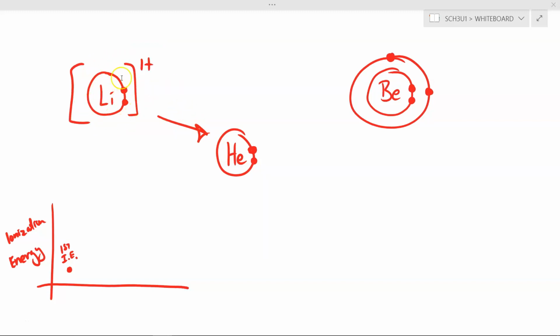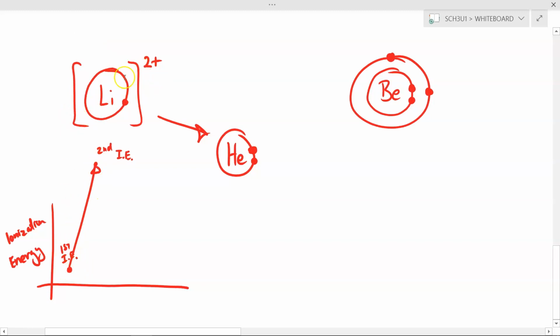But now that lithium is stable, removing another electron would destabilize the lithium cation and make it unstable. But if you really want to remove that second electron, it's going to cost you a lot of energy. And so the second ionization energy for lithium is going to skyrocket in comparison to the first ionization energy. Alright, so removing the first electron didn't take much convincing because now lithium is stable, but to remove the second one would make it very unstable, so it's going to cost you.